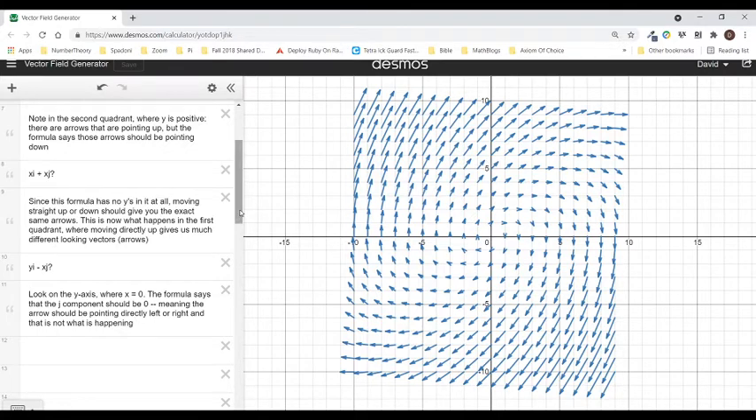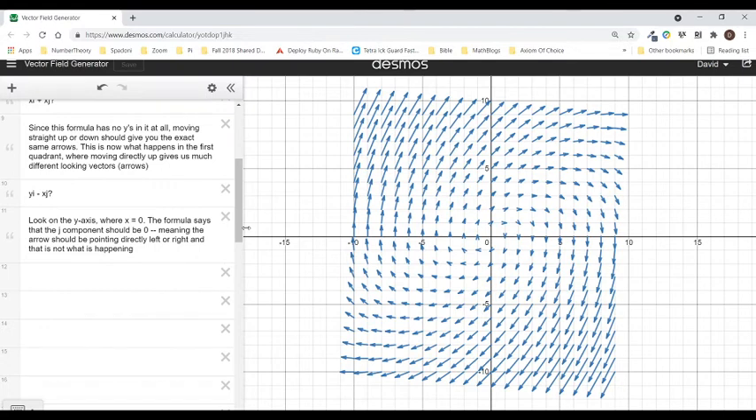Now finally, if I want yi minus xj, that starts to rotate like this one, so it's a little bit harder to think about where it is. But I was looking at the x-axis. Now, no, the y-axis. If I look at the y-axis where x equals 0, the formula says whenever x is 0, you should have no j component. A vector with no j component should be pointing due left or due right. And you can see that on the y-axis here, when x is 0, those are not pointing due left or due right. They actually all have some very big slant to them. So that actually can't be the correct formula either.